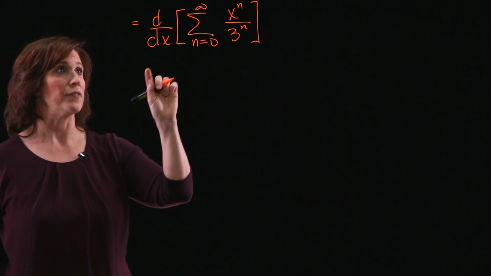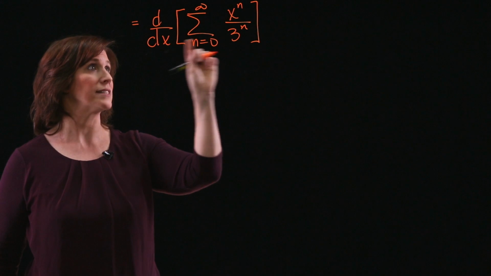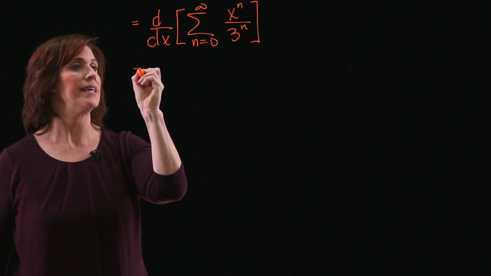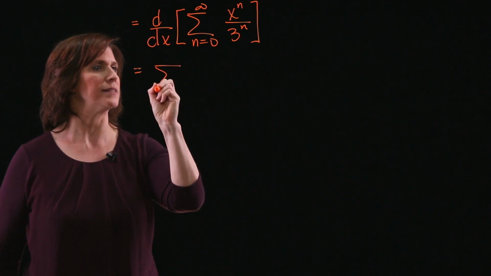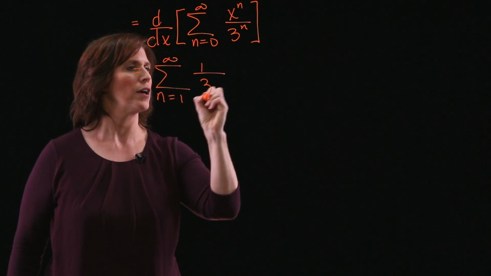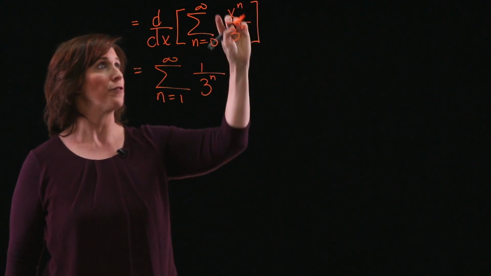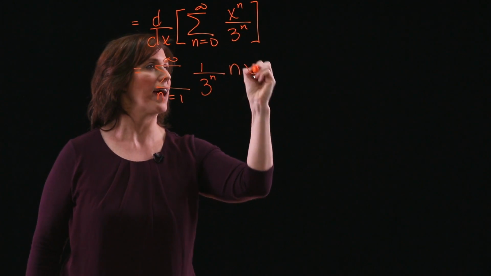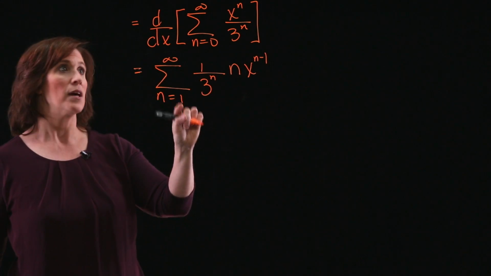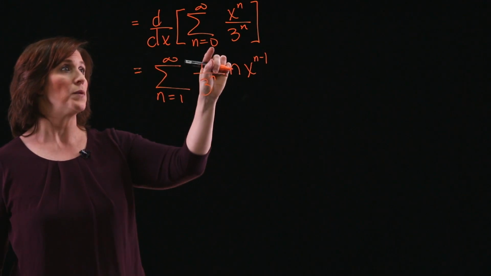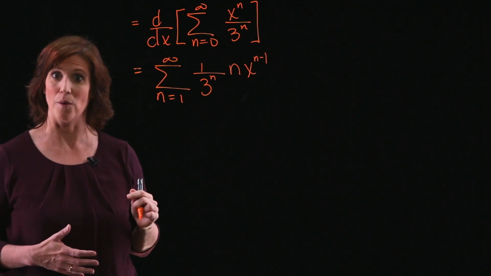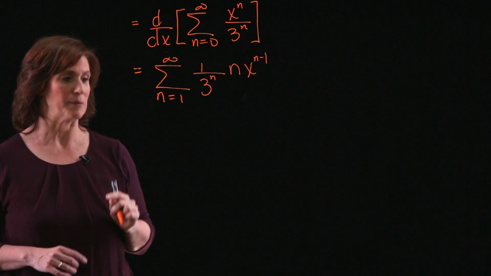Now we're ready to take the derivative. Notice we're taking the derivative with respect to x, so 1 over 3 to the n acts as a constant multiple. When I take my derivative, I end up with this series from n equals 1 to infinity of 1 over 3 to the n, and then when I differentiate x to the n, I have n x to the n minus 1. Notice that my index changed from a 0 to a 1, because when n equals 0, this term will be a constant, and the derivative of a constant is 0. So that's not included in my series.